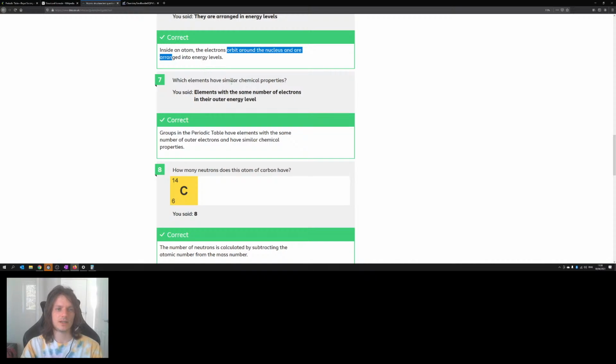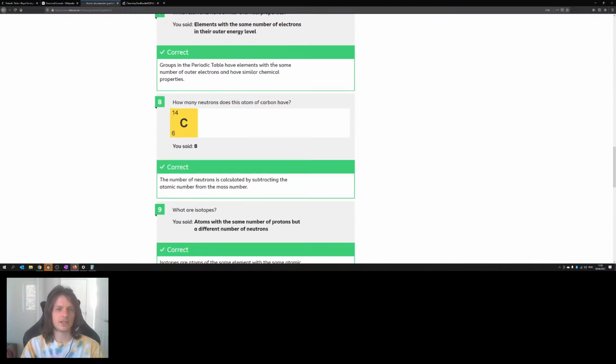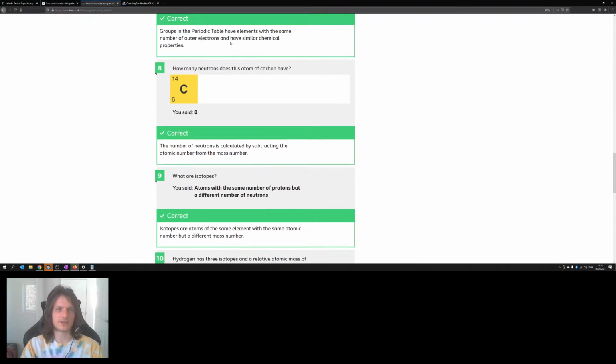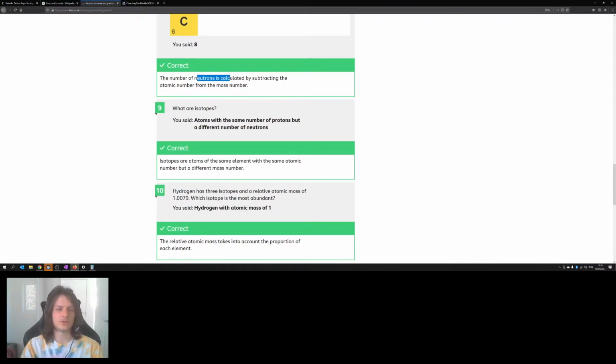Which elements have similar chemical properties? Elements with the same number of electrons in their outer energy level. Groups in the periodic table have similar reactions or chemical properties, I see. The number of neutrons is calculated by subtracting the atomic number from the mass number.